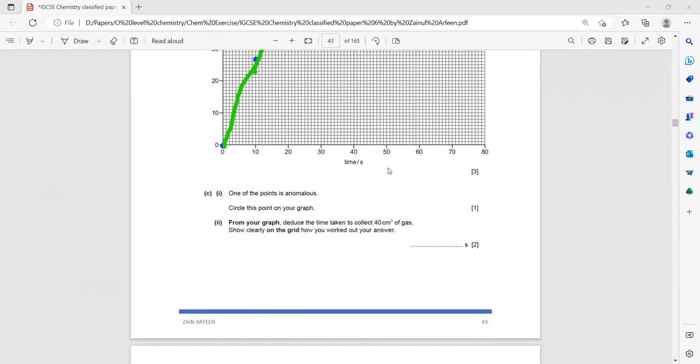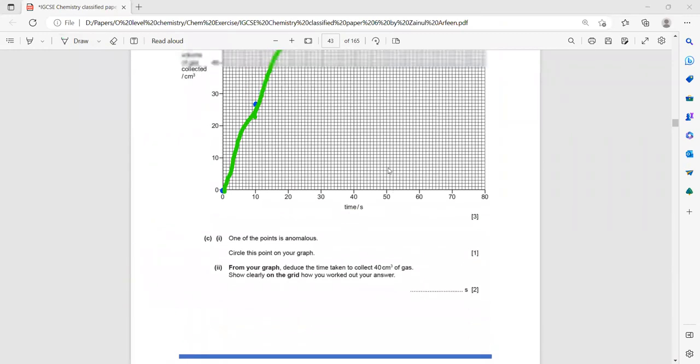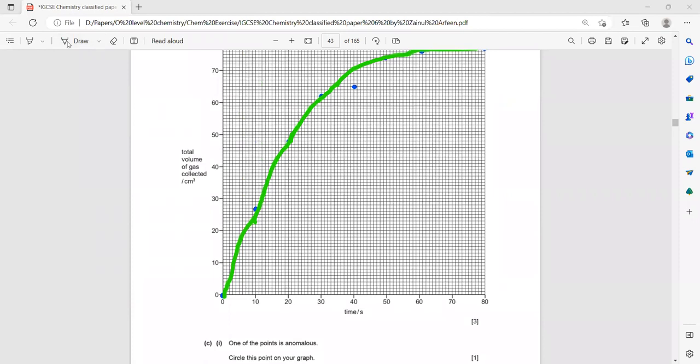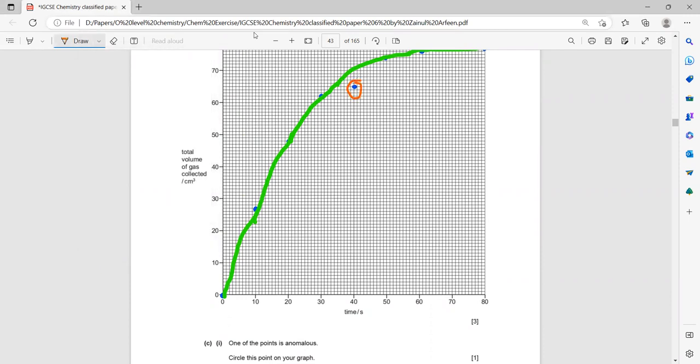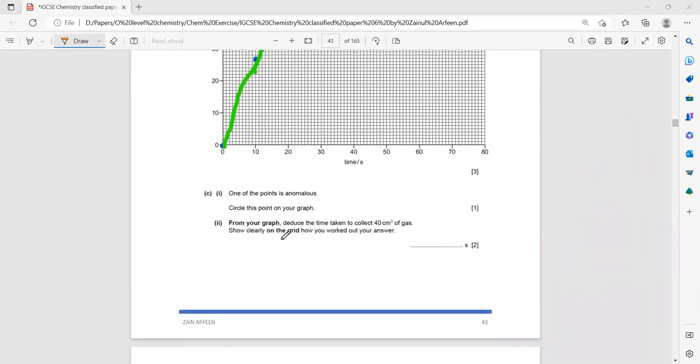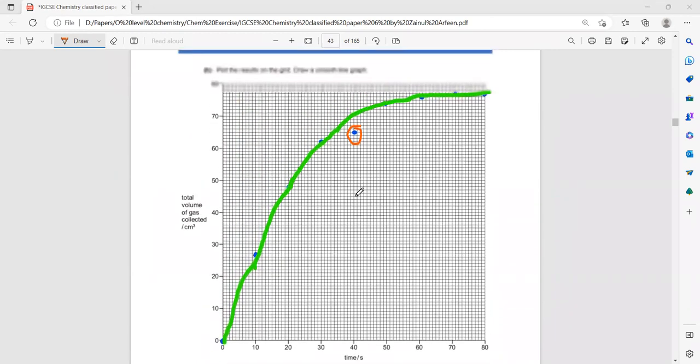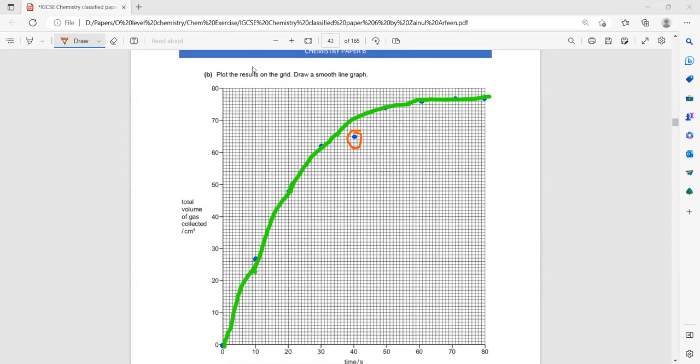The next one, the point anomalous, circle that point. So we have to circle that point which appears to be anomalous. So this point. Next is from your graph, read the time taken to collect the 40 cm cube of a gas. So how much time will it take to collect 40 cm cube of a gas? So we have to draw a line from here, from 40 cm cube. You have to show this on your graph and then find on the y-axis how much gas is collected.